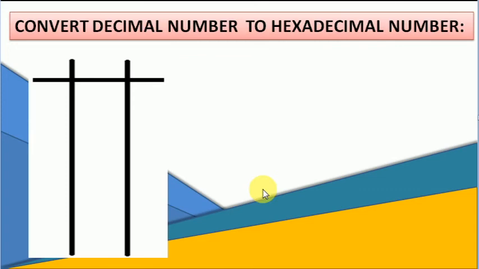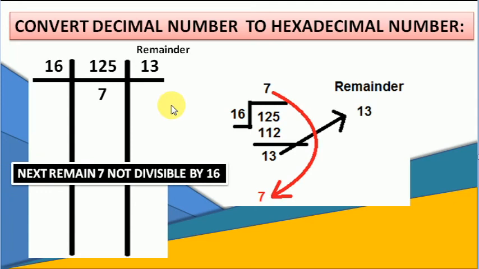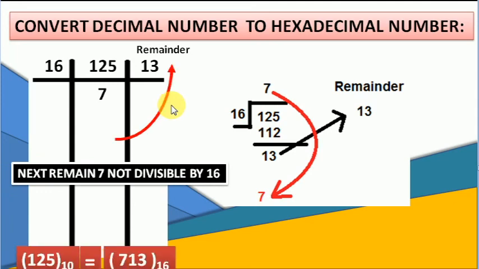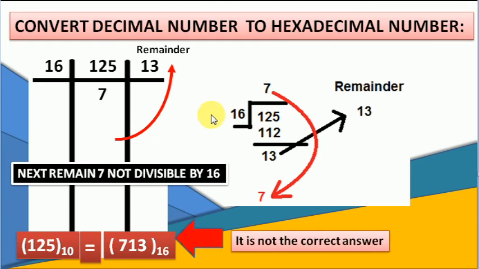So let's start. Same process as in decimal to binary and decimal to octal. Put the number 125, divide it by 16. Here it is, 16 7s are 112. What remains? 13. It goes to the remainder part and 7 comes down. So 7 is here, and the remainder is on this side, that is 13. Now is 7 going to be divided by 16? No, so it stops here. Same thing, arrow goes down to top. That means 7 and 13 is the answer. But if the answer is written like this, 713, it is not the correct answer.